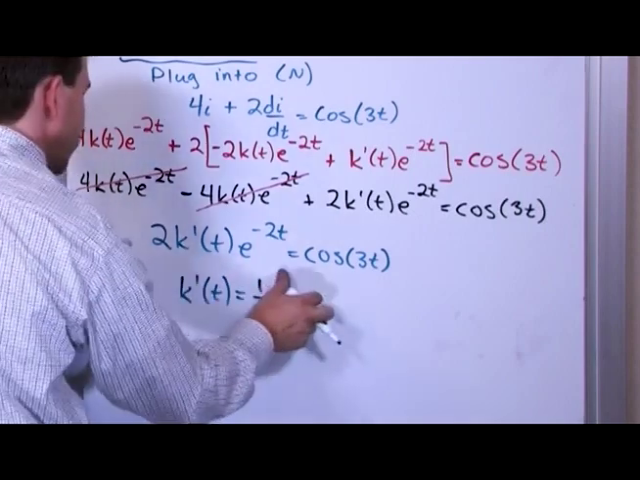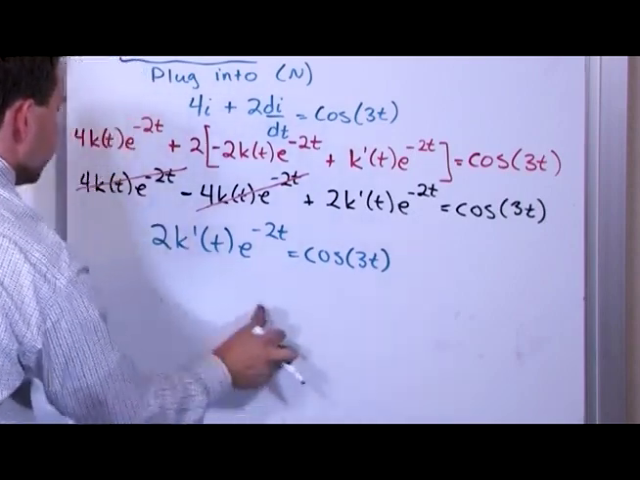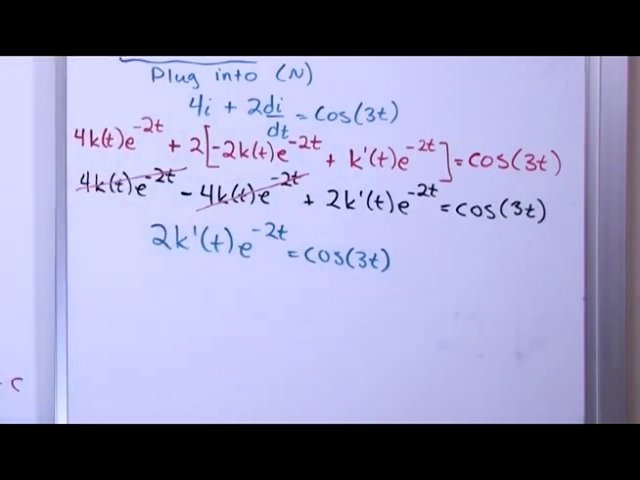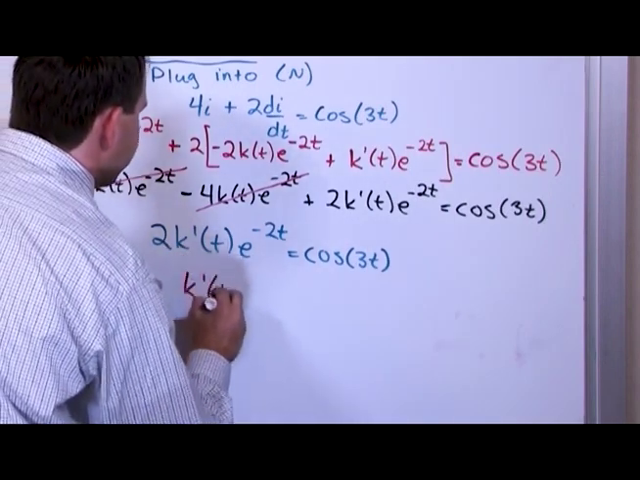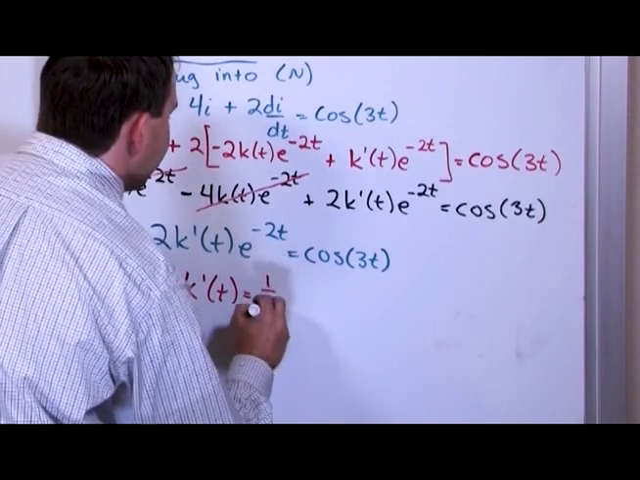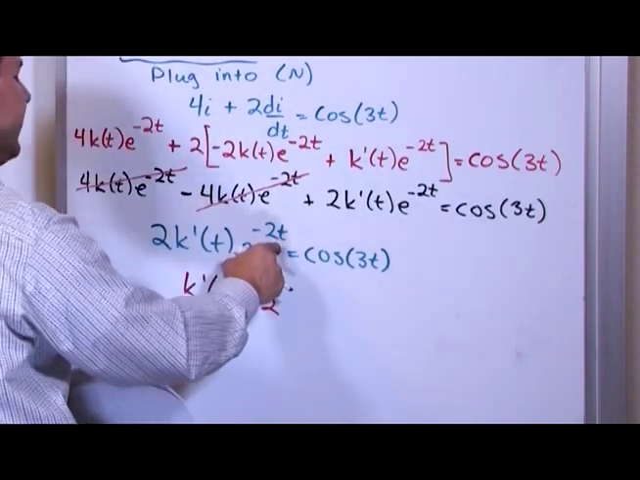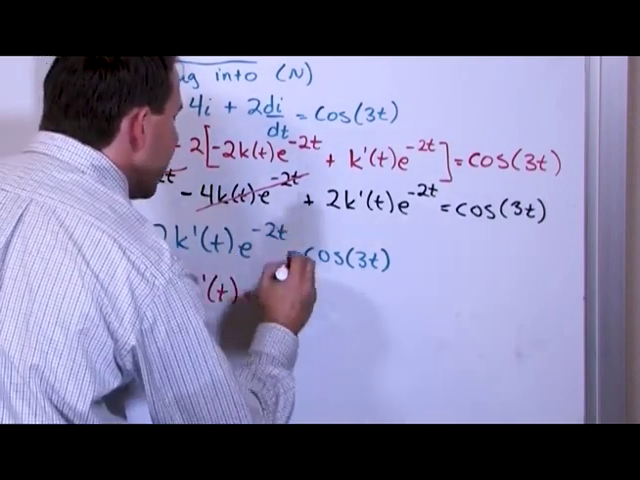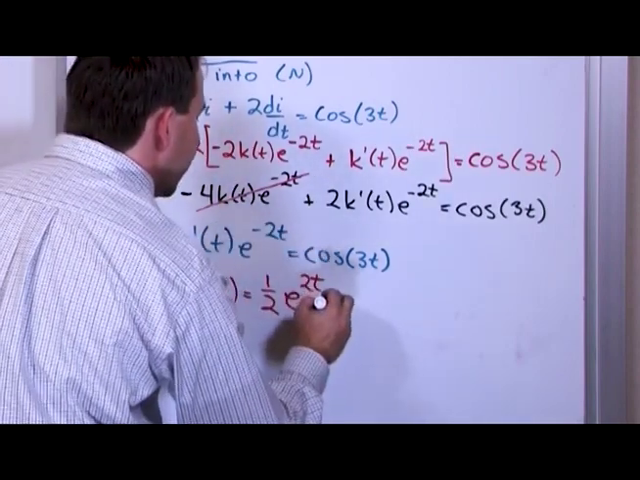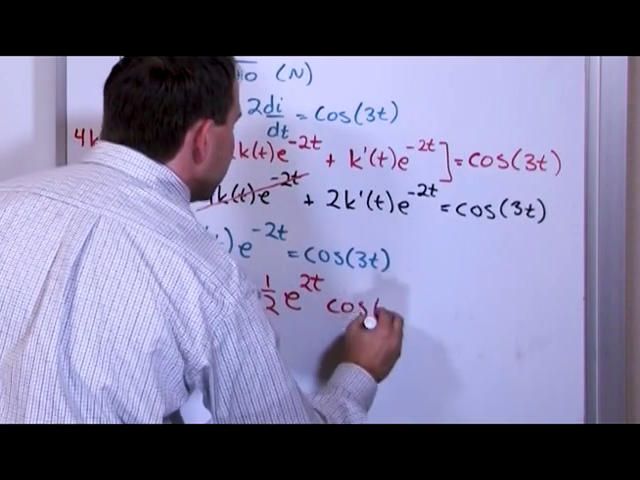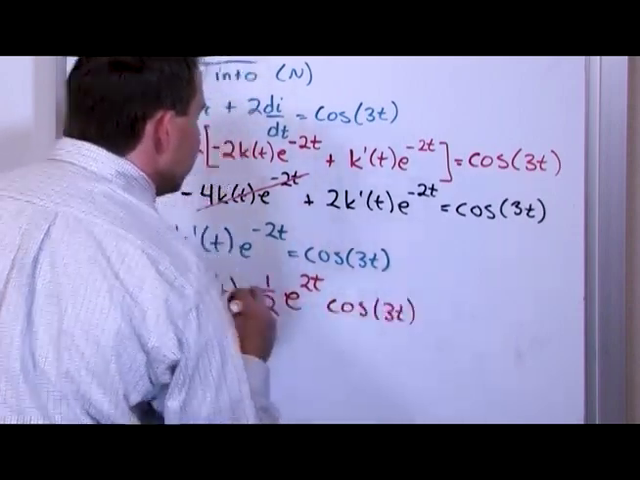All right, actually, you know what I want to do? I want to write this in a different color just to make sure, so that it helps me and it helps you. So what we'll have is k prime of t is equal to 1/2. Now when we divide both sides by e to the minus 2t, we're going to get e to the positive 2t. And then on the other side, we're going to have cosine of 3t.